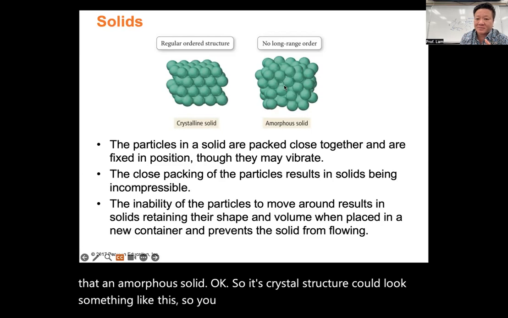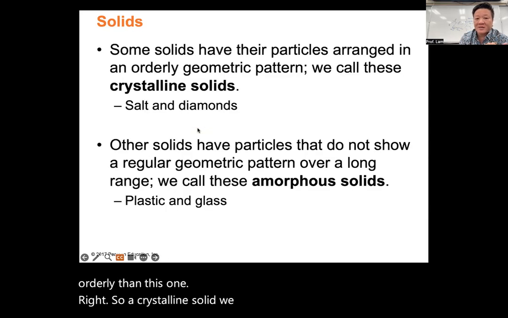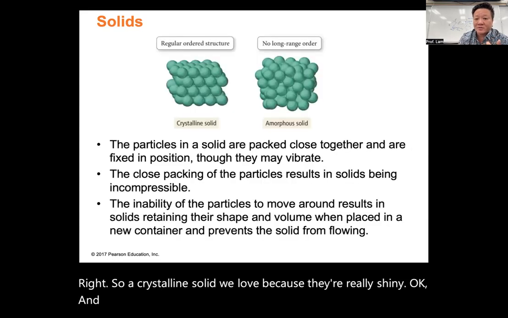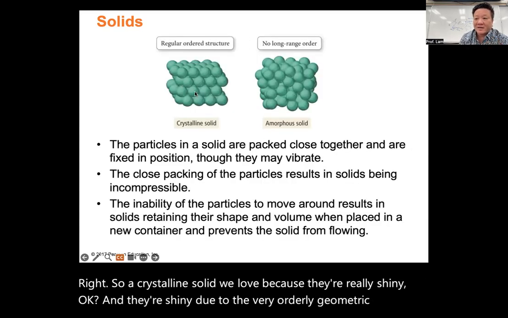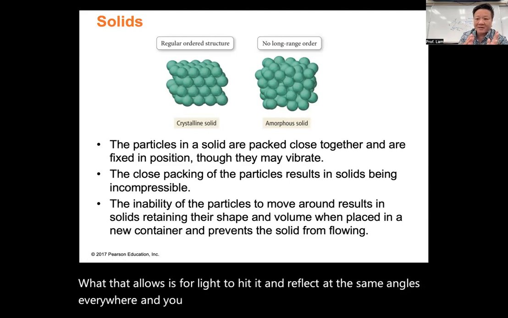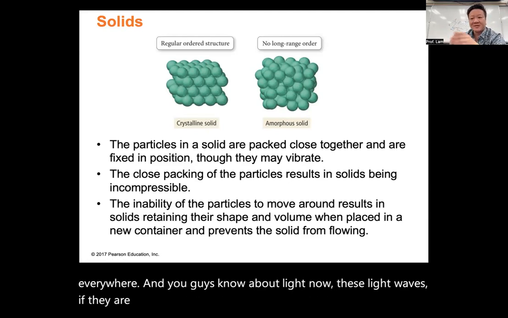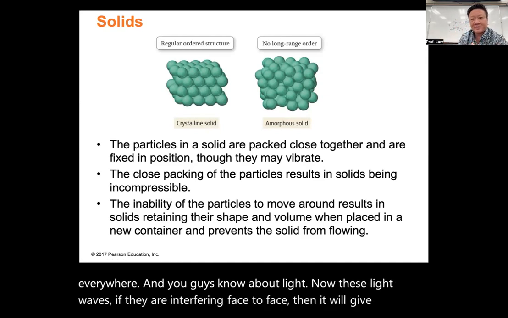You notice this picture looks a lot less orderly than this one, right? So a crystalline solid we love because they're really shiny. And they're shiny due to the very orderly geometric pattern. What that allows is for light to hit it and reflect at the same angles everywhere. And you guys know about light now. These light waves, if they are interfering face to face, then it will give brilliance, right? In phase to in phase.